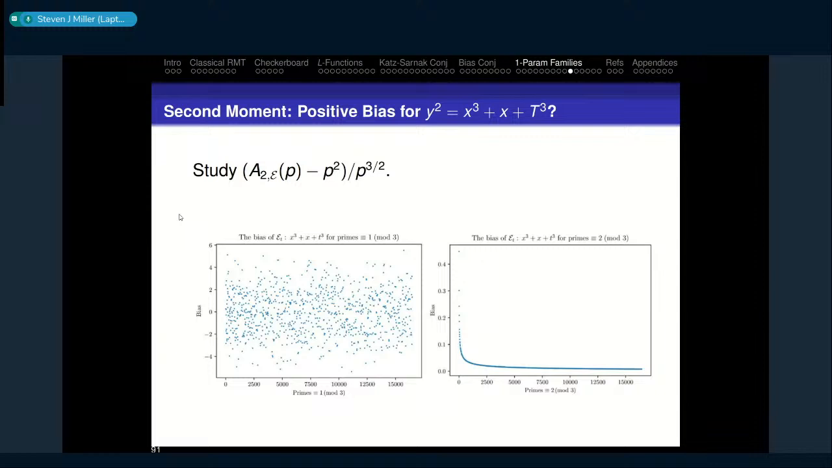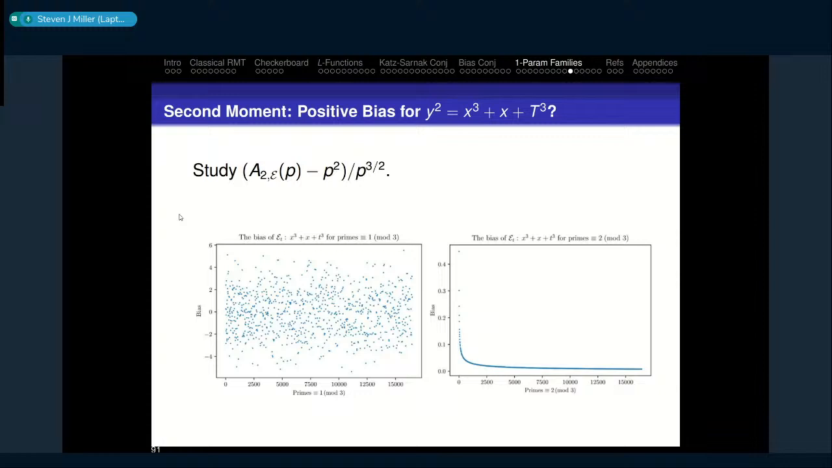Unfortunately, if there's a lower order term in the second moment of size p, when I divide by p to the 3/2, it gives me something of size 1 over square root of p, which is going to 0. So even if the bias is there, it's going to be much smaller than the fluctuating p to the 3/2 term, and it's going to be very hard to see.